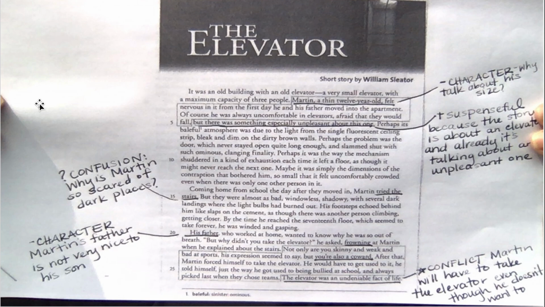So here's an example of what my first page looks like completely while I marked the text. And this is really what yours should look like. You're going to do this throughout the whole entire text using the 4 symbols that I gave you, the plus symbol, the minus, the star, and the question mark.